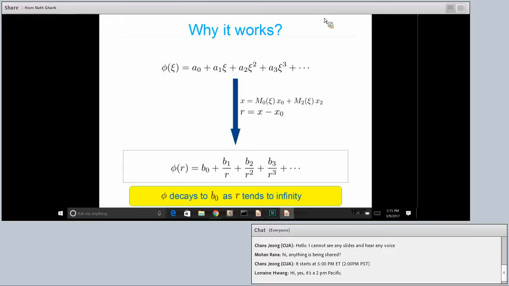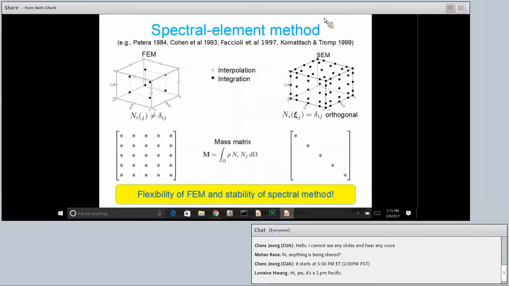So now we have a fairly nice idea of what the infinite element is, and now let's take a look at the spectral element method, which is widely used in wave propagation and fluid mechanics. In the left figure, I display the classical finite element, in which the interpolation points in open circles and the quadrature or integration points in dark circles do not coincide. So the result is that the mass matrix is never diagonal. On the other hand, in the right figure, the spectral element method considers identical interpolation and integration points, and that results in the orthogonality of the interpolation functions, resulting in the diagonal mass matrix.